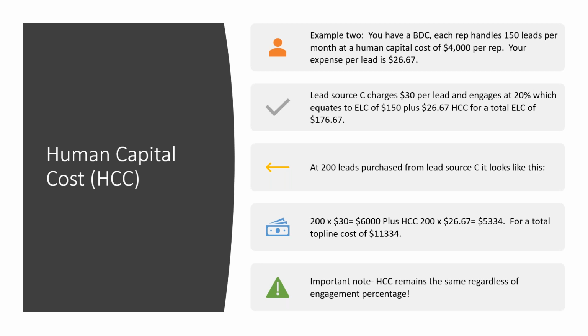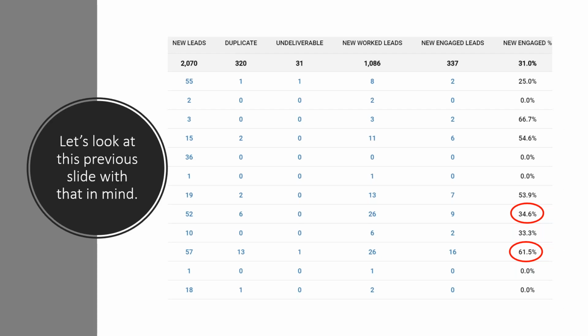One thing to note, regardless of the engagement percentage, your HCC, or your human capital, of 26.67 remains the same for all lead providers. So this is where we want to focus on what can we do at the dealership to engage our lead sources at a higher rate, and also maybe focus a little differently on each lead provider, and maybe automate some of those lead providers if they're engaging super low, but it's a cost-effective lead. So again, just a new way to look at it.